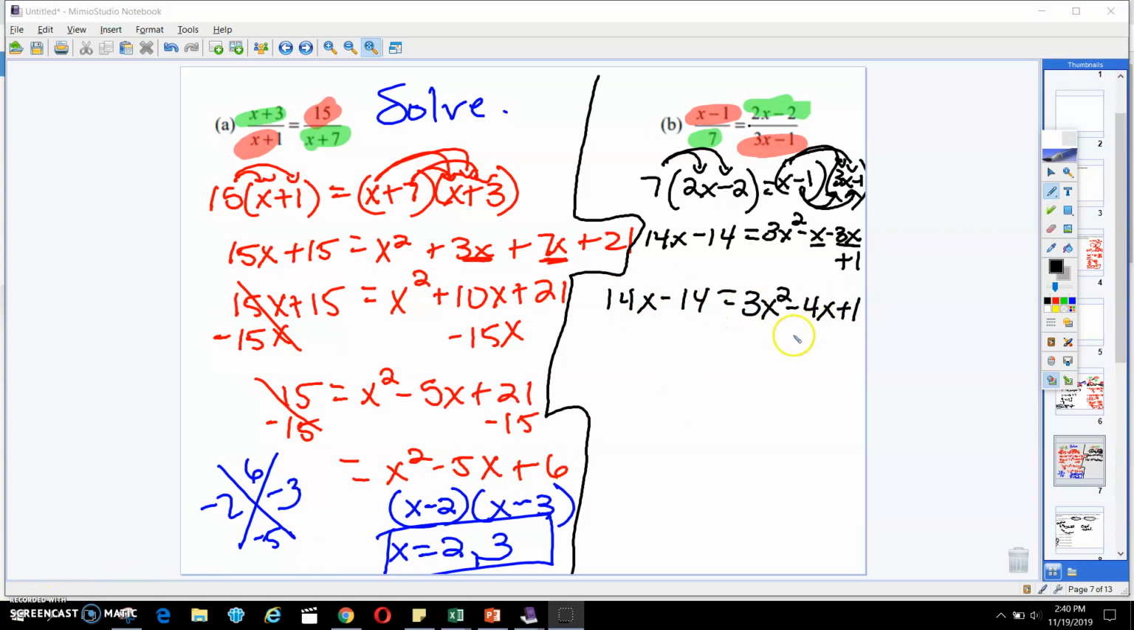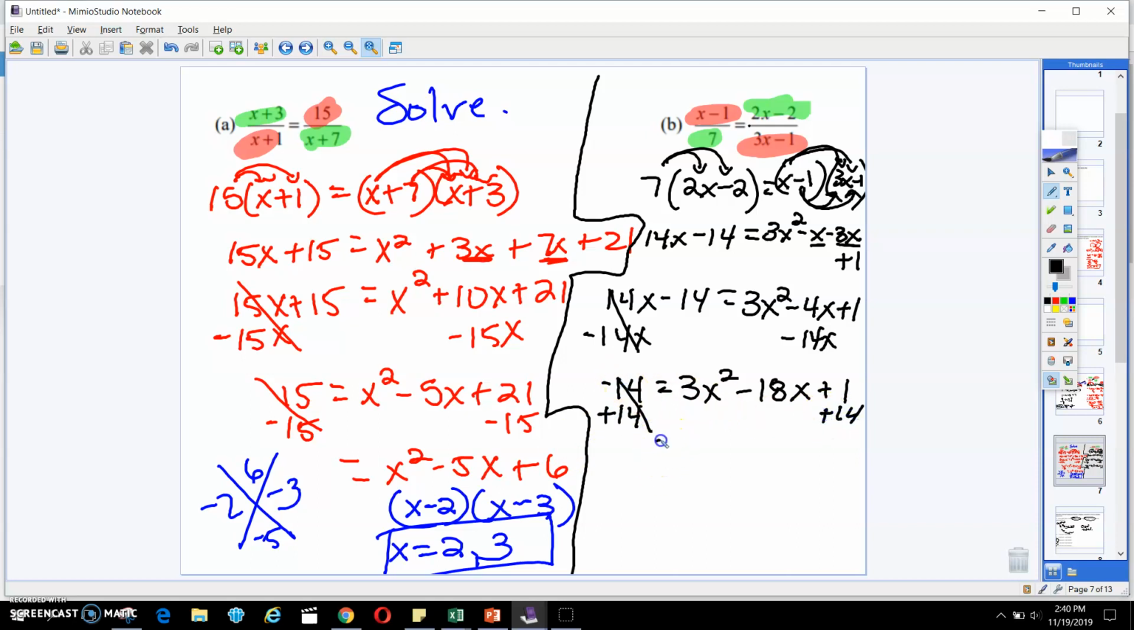Then we want to move everything to the other side. Okay, so we're going to subtract 14x from both sides. All right, this is going to give us negative 14 equals 3x squared minus 18x plus 1. And we're still going to move all of that stuff to the other side. So we're going to add 14 to both sides. And that's going to give me 3x squared minus 18x plus 15. Okay, so remember our goal is to get everything to one side because we want that in that standard form so that we can factor.